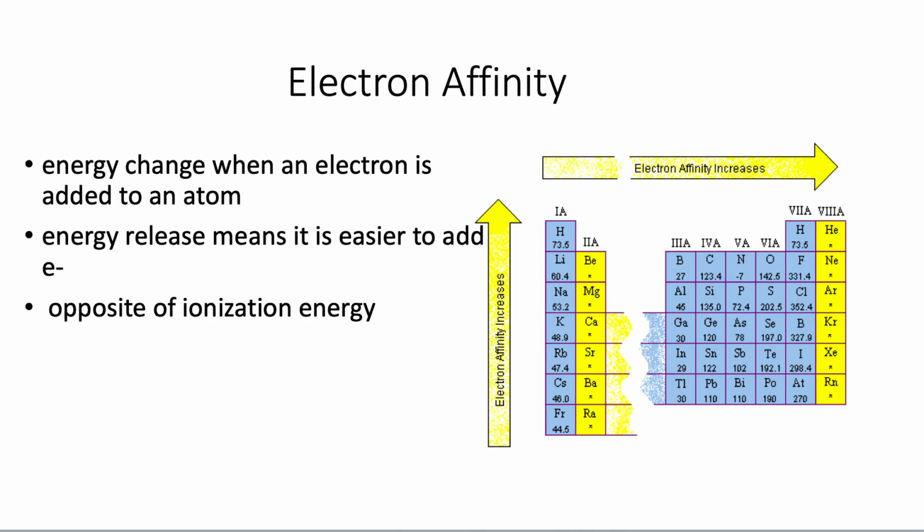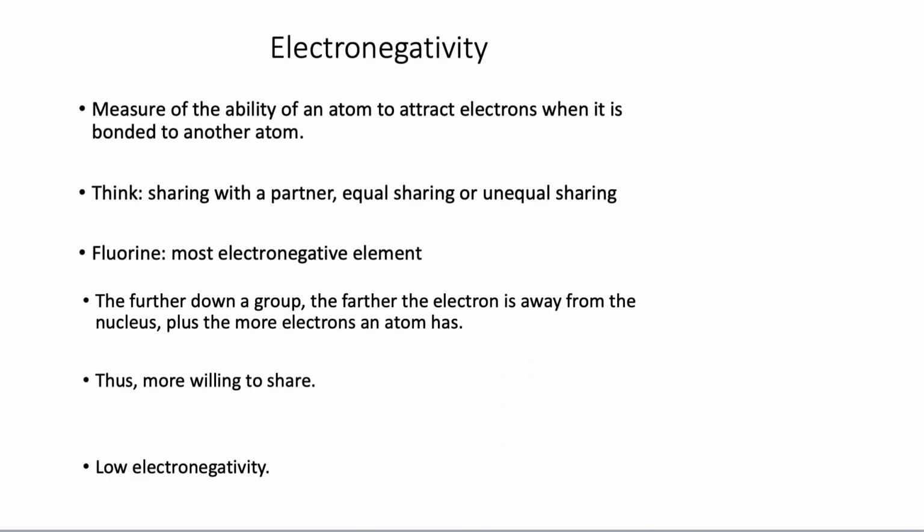Okay, the opposite of ionization energy is electron affinity. It's the energy change when an electron is added to an atom. Energy release means that it's easier to add electrons. Even though they're opposites, they have the same trend. So you increase as you go across, and you decrease as you go down.